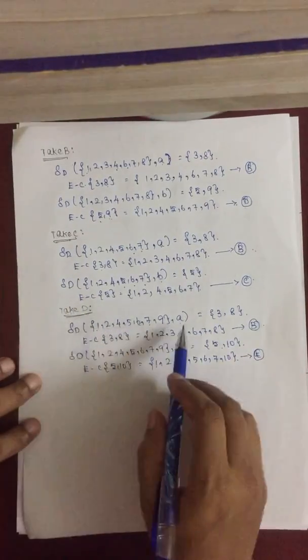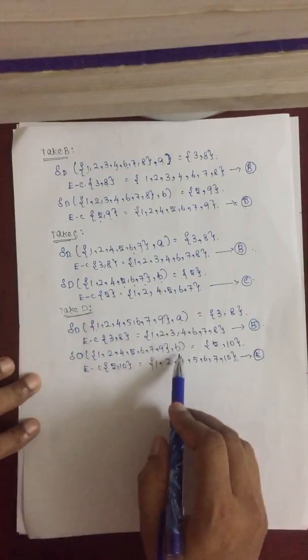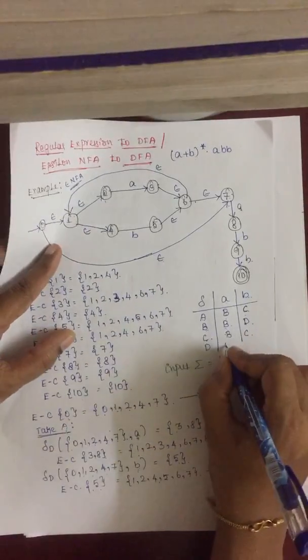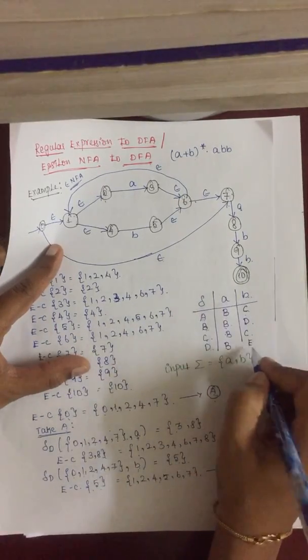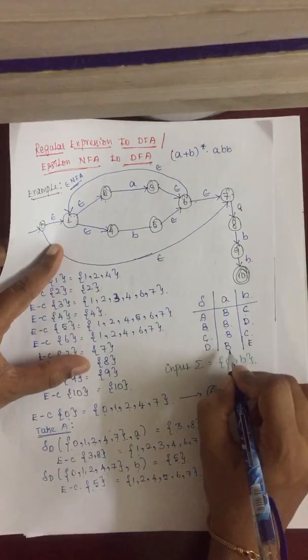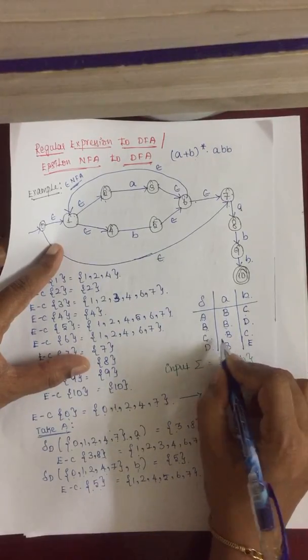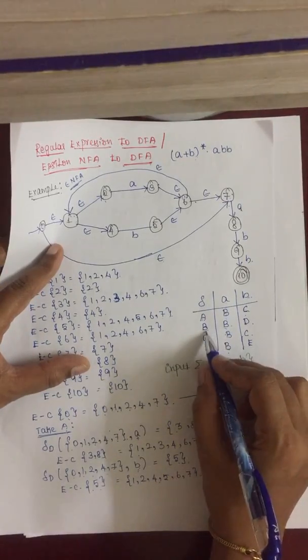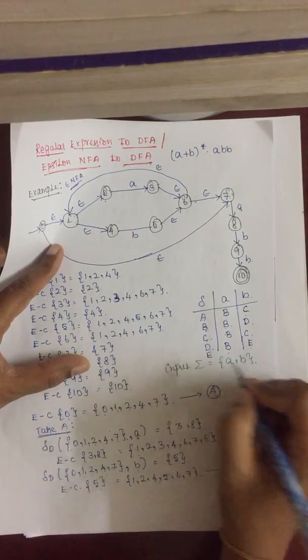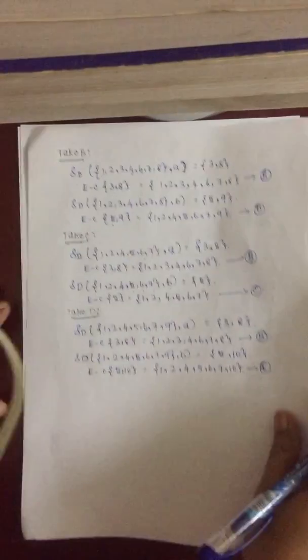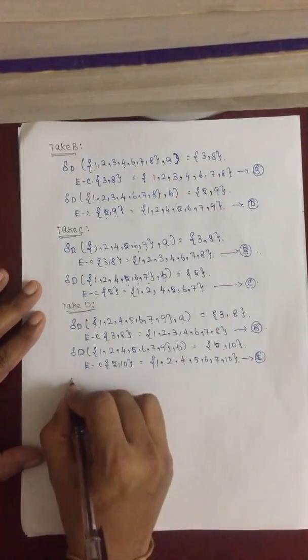It means D with input symbol A, it is going to the state B. D with input symbol B, it is going to the state E, right? So B and E. When you check B and E, B is the old state, already it is reachable. We have made the transition for B. But when you check E, E is the new state. So you are just going to make the transition newly for E now, right? So take E now.